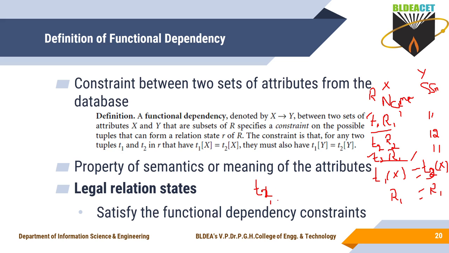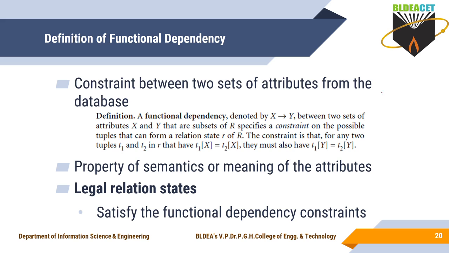T3Y here. So T3Y is also 11 here. So in T1 and T3, if the X value is the same, then the Y value must compulsorily be the same. If it is the same, then you call that: X determines Y, or Y is functionally dependent on X here.